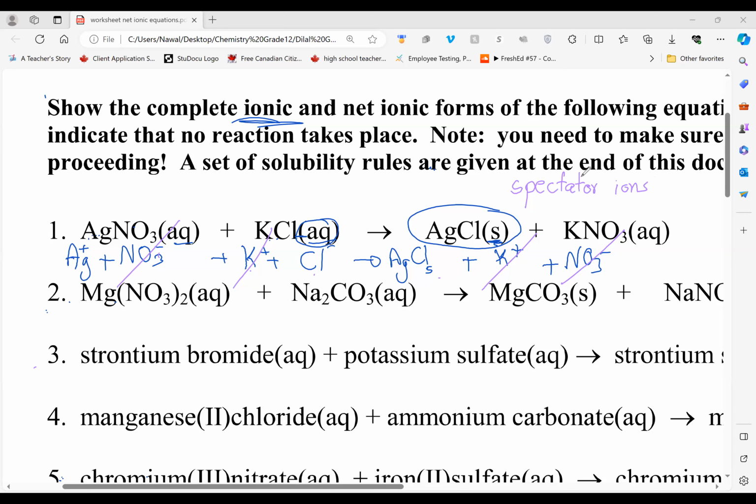The ions that we cancel from both sides, we call them the spectator ions. Remember this. Now I cancelled everything. I will be left with silver plus chloride minus. It gives me silver chloride solid. That's all. This is what we call the net ionic equation.